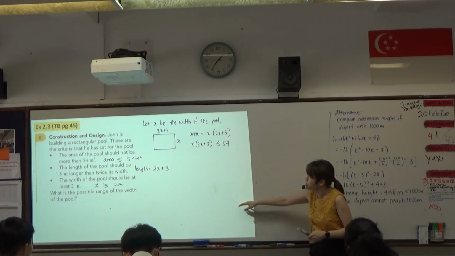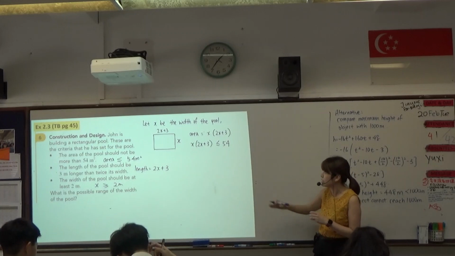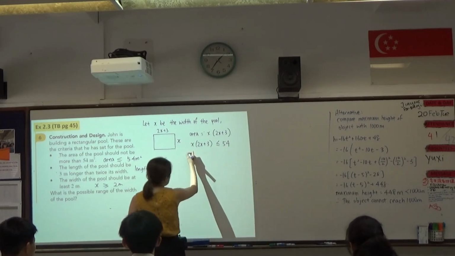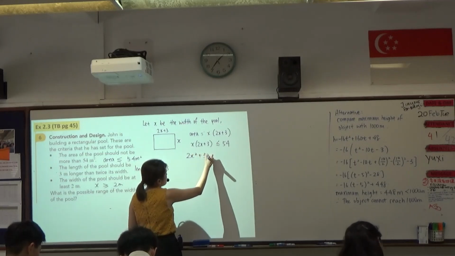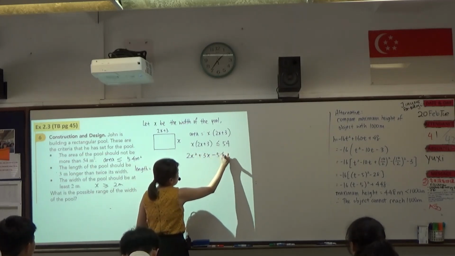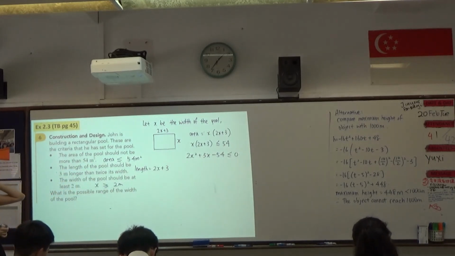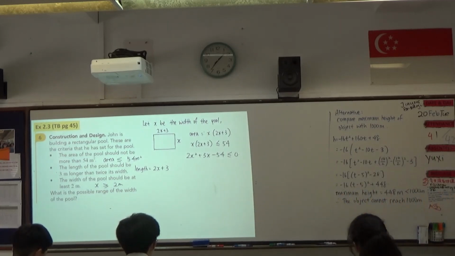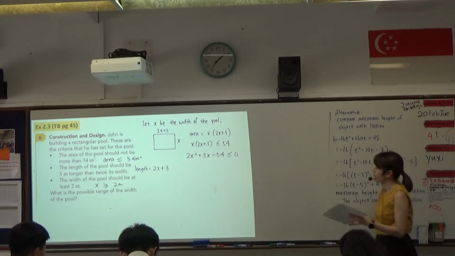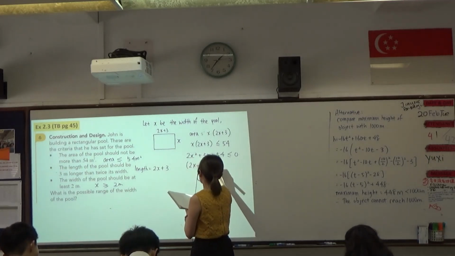Then continuing from here, it wouldn't be difficult for us to solve because we have that skill already. We need to first expand it, because over here cannot be 54. Then we bring the 54 over to the left. So we get 2x squared plus 3x minus 54, which we can factorize, where we get (2x minus 9)(x plus 6).